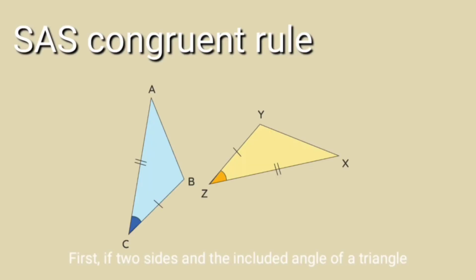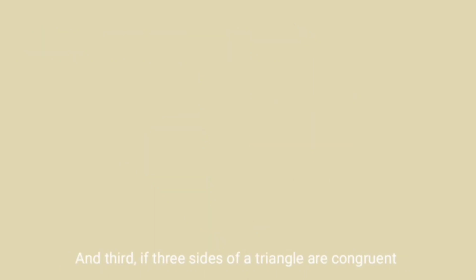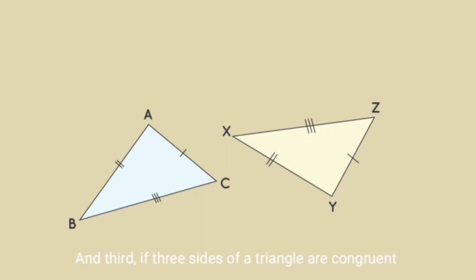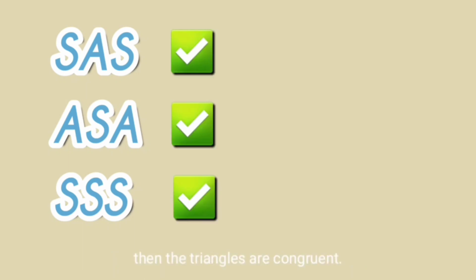First, if 2 sides and the included angle of a triangle are congruent to the corresponding parts of another. Second, if 2 angles and the included side of a triangle are congruent to the corresponding parts of another. And third, if 3 sides of a triangle are congruent with 3 sides of another. If any of these 3 principles is proven, then the triangles are congruent.